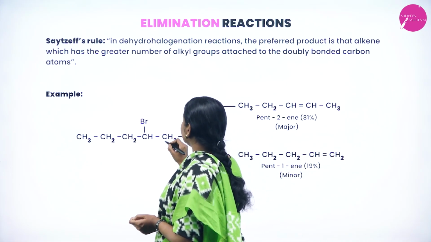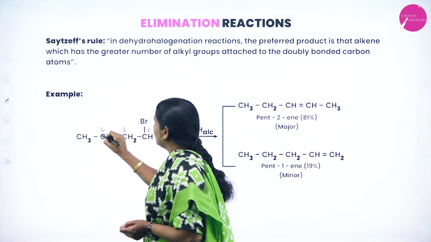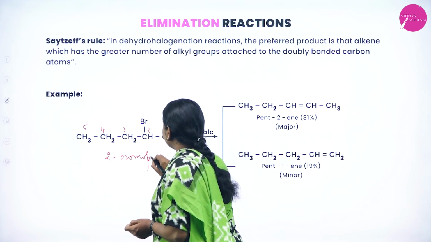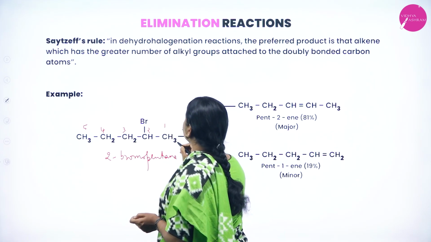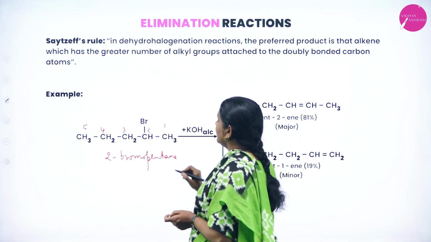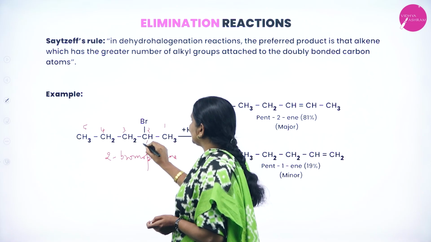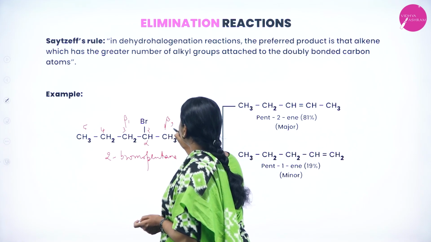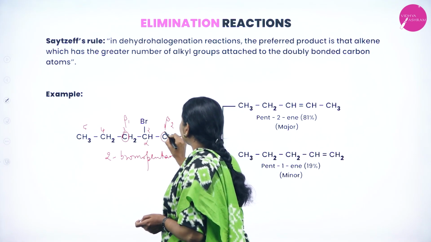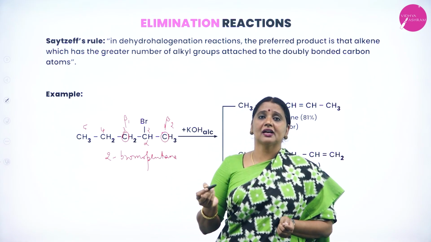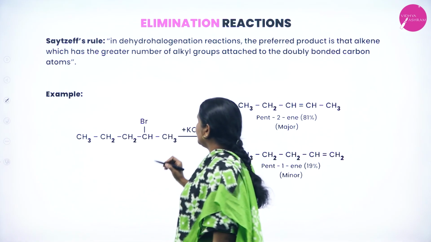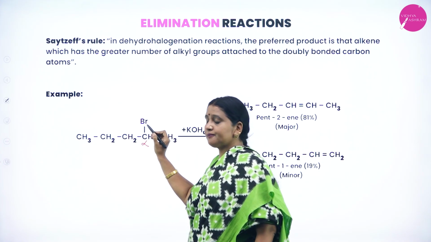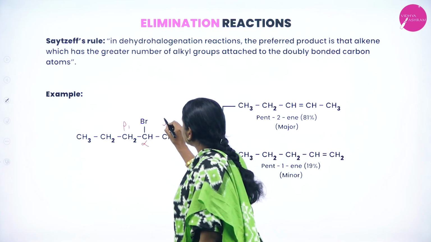For example, I'll consider 1, 2, 3, 4, 5. If I number like this, what's the IUPAC name? It is 2-bromopentane. If I am going to heat this with alcoholic potassium hydroxide, the carbon atom to which bromine is attached is known as alpha carbon. Now it is known as beta 1 and it is known as beta 2. There are 2 beta carbon. Why is it called alpha carbon? Because the halogen atom is attached to it.